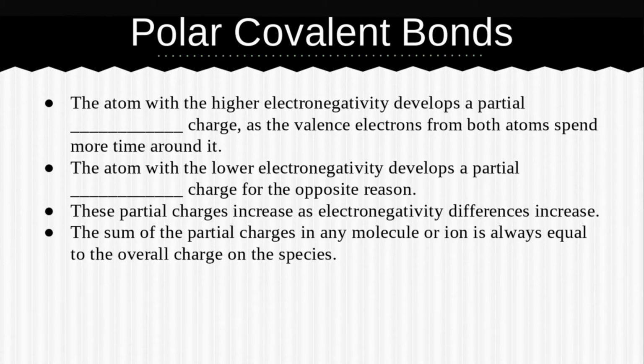So if you have fluorine and hydrogen, that's going to be a much bigger difference than fluorine and oxygen, just based on how far apart they are on the periodic table. If we add up the partial charges in any molecule, it's always got to equal the overall charge on the total compound. And in general, for polar molecules, that total charge is going to be 0. So those partial charges basically wind up canceling out to form an overall charge of 0.